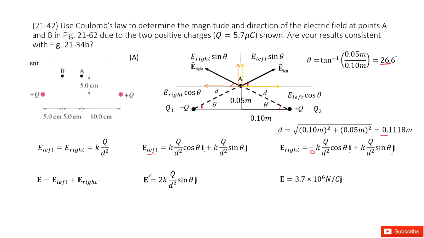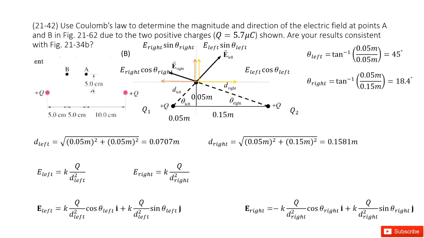Now you can see in this equation, K is a constant, Q is given, D we found there, and theta we found there. So you input all the known quantities and you get the answer there. Similarly, very easily you can see the magnitude of the electric field is found as this number. The direction is pointing in the J component, so pointing up, in the Y direction. Agree?